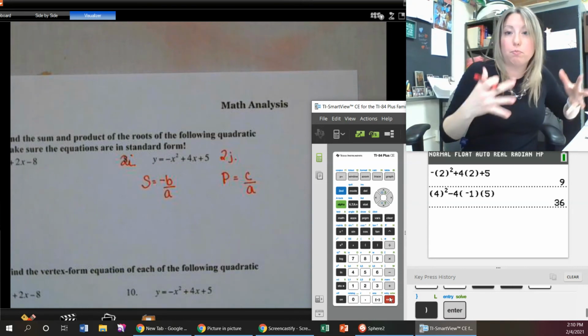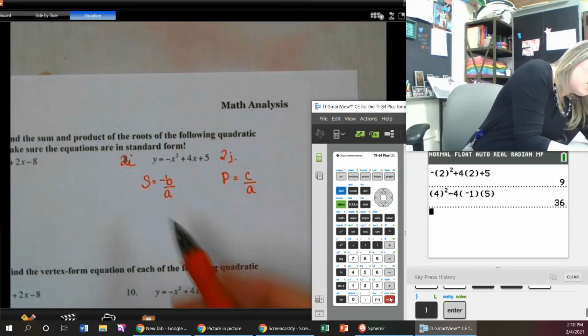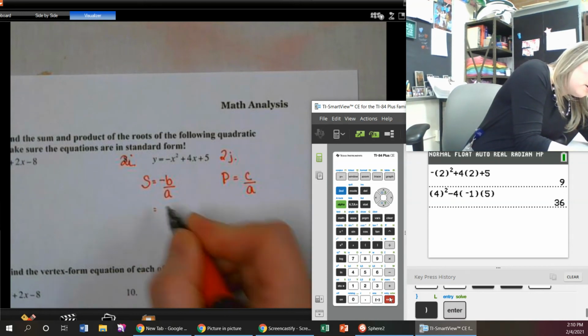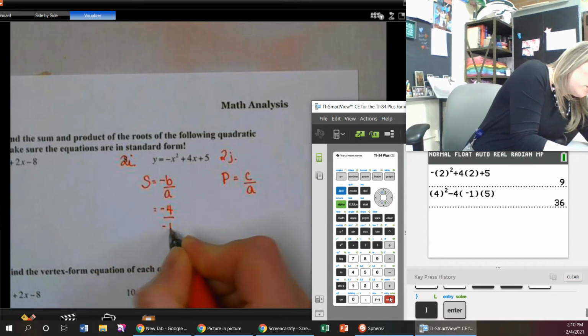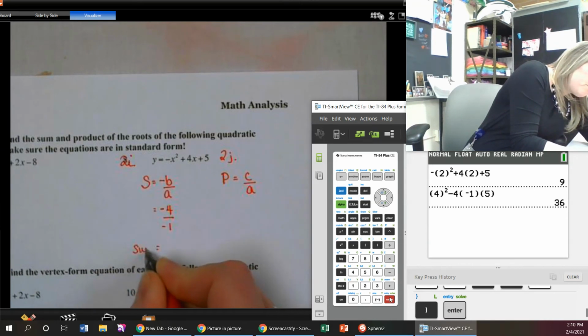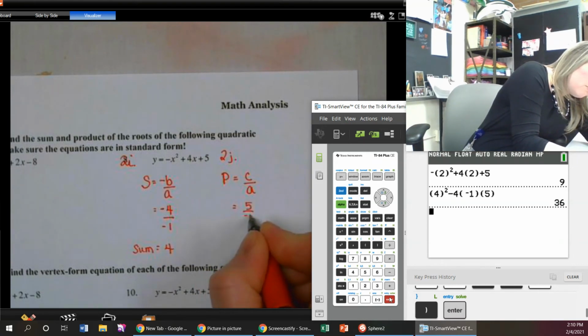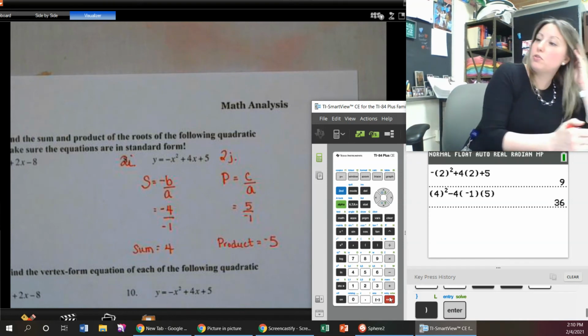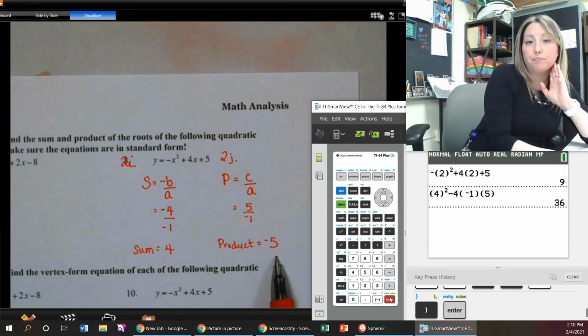Of course, there'll be a piece of paper that you take the picture of and upload for all the work for this. But let's see, we've got negative of 4 over -1. So the sum of your roots is +4. And here for product, you've got 5 over -1. So the product of your roots is -5. So there's the answer to part I. There's the answer to part J.